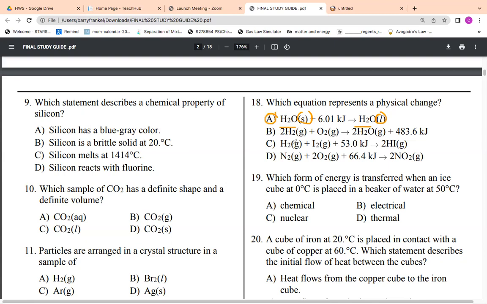You can also take a look at all the other options, and you can see that you are making new compounds, new substances on the product side in each of these options. So you're going to want to go with choice A.